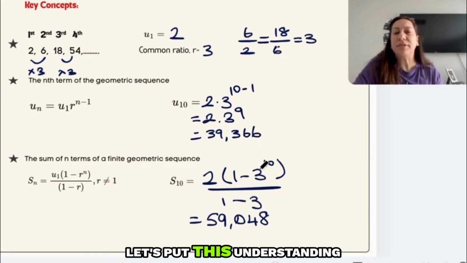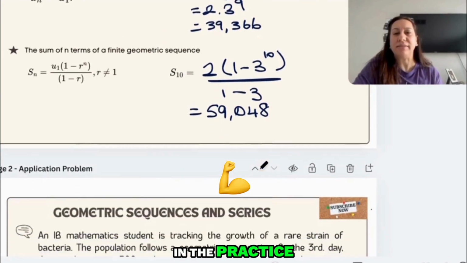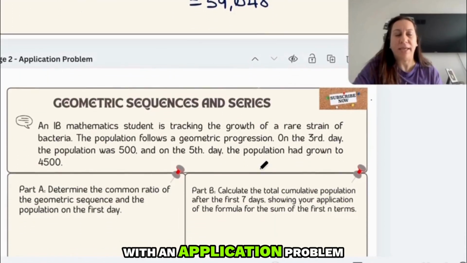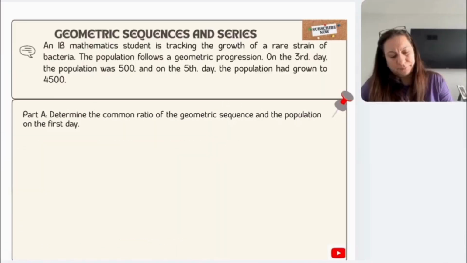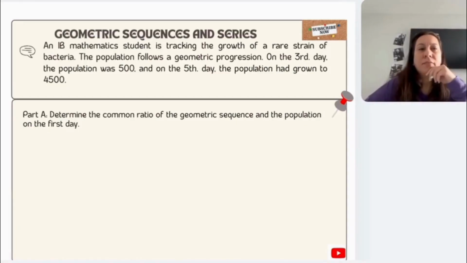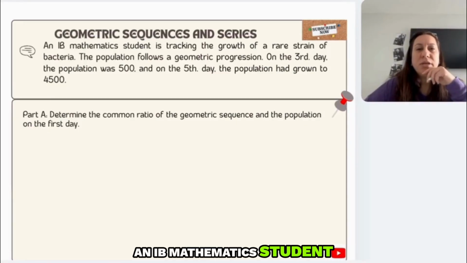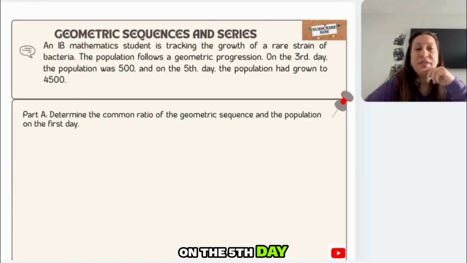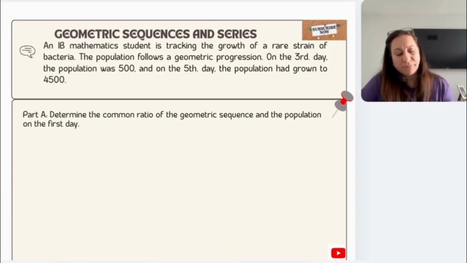Now, let's put this understanding into practice with an application problem. An IB mathematics student is tracking the growth of a rare strain of bacteria. The population follows a geometric progression. On the third day, the population was 500. On the fifth day, the population had grown to 4,500.